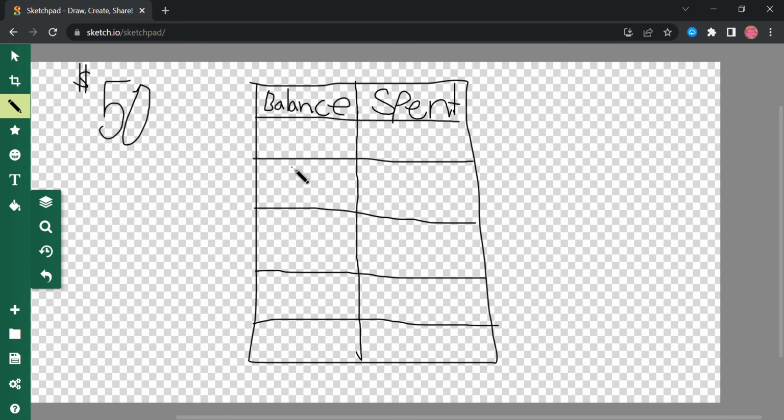Anyway, so your balance is 50, but if you spend $20, let's just say, you will have 30 left. Now, if you spend, let's say, 15 bucks, you'll have 15 left. You spend 9, you'll have 6 left, and if you spend 6, you'll have 0 left. Now, your balance is 0.